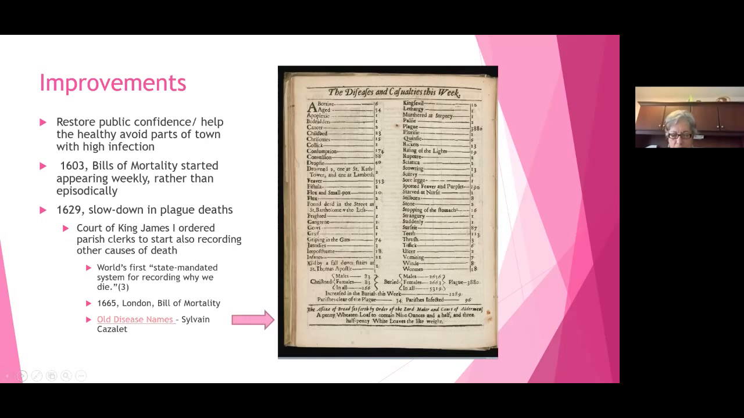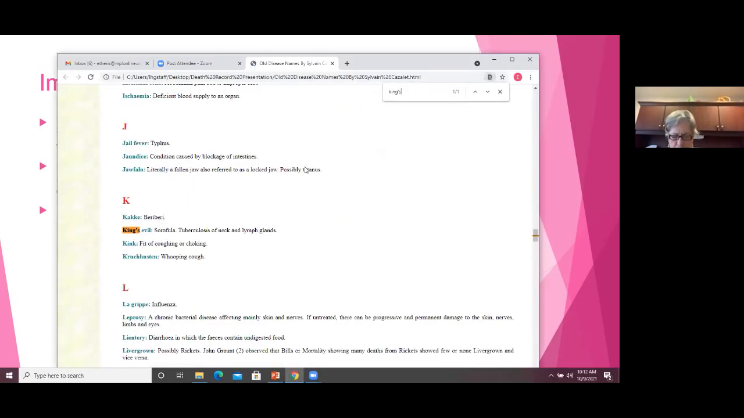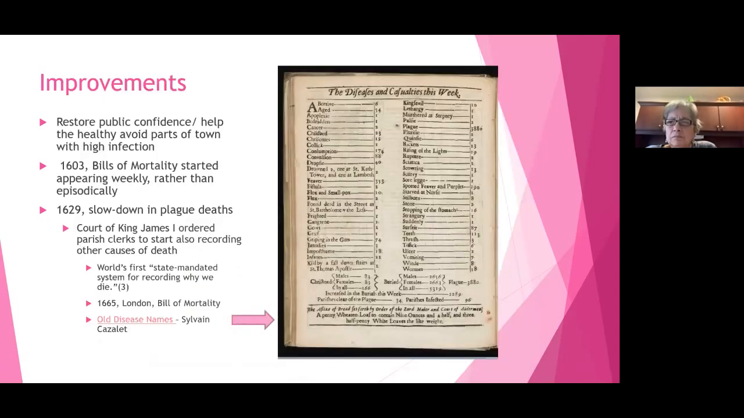On the right, this is a 1665 Bill of Mortality for London. And there is a link here that should work if you're interested. It's old disease names, but you can see some of these we know, like cancer, colic, consumption. But King's Evil, during that week, 10 people died of that. And let's see. King's Evil was tuberculosis of the neck and lymph glands. So you can use this website to kind of interpret these old causes of death, words we don't use anymore.